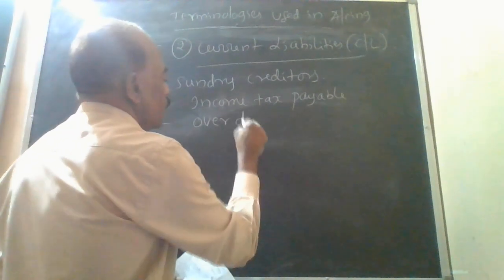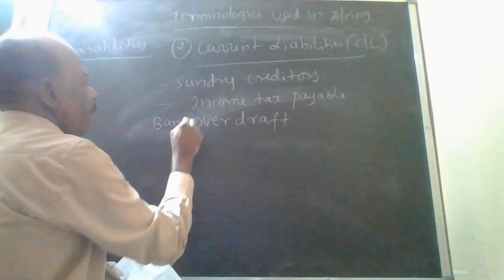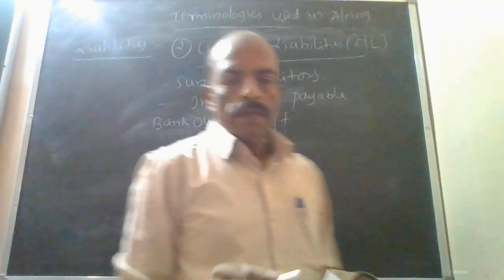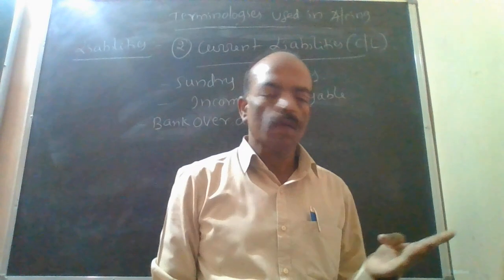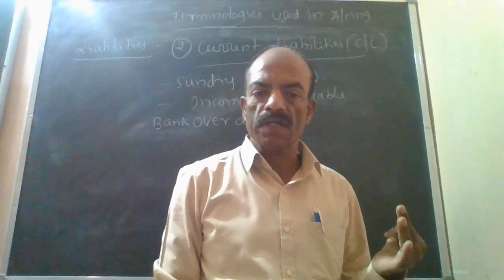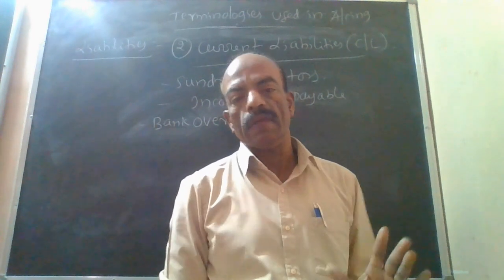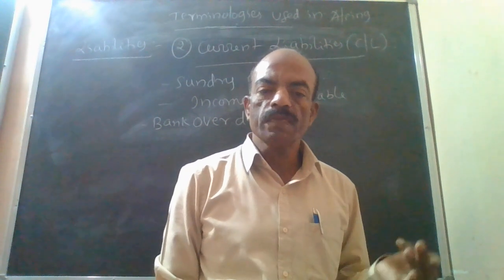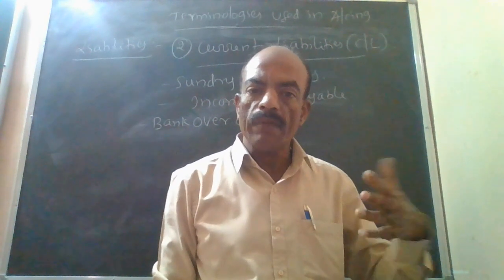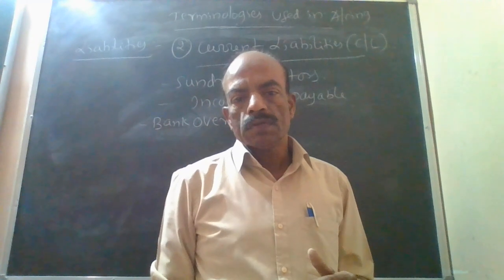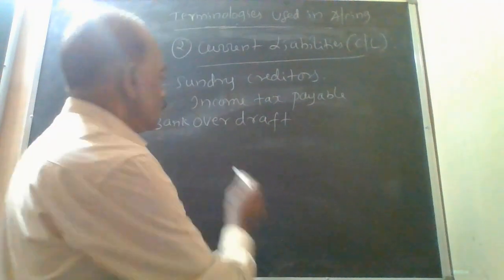Next, bank overdraft. In a bank there are different types of accounts: savings bank account, recurring deposit account, and current account. A current account is meant for businessmen only. In a current account, the businessman has the facility to draw more amount than the actual balance available in his account. So even though he has less balance, he can draw more amount. For example, Mr.